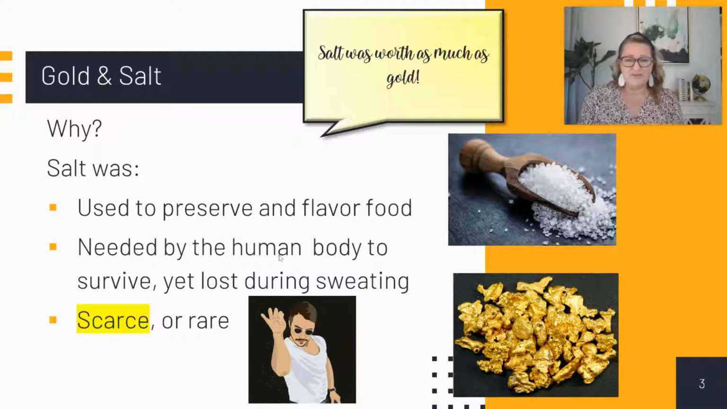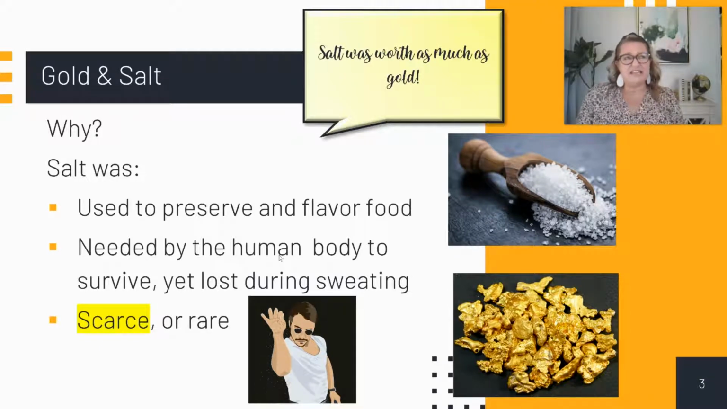And of course, to flavor food, we have the opposite problem today. A lot of our foods are highly processed and include a ton of salt in them. But we need salt to survive. You cannot live if you do not have sodium in your diet.